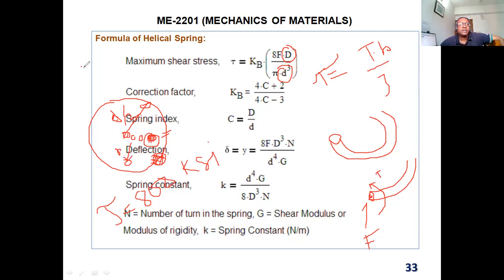Your direct shear stress will be the same, F by A. This does not depend on r. You have to take the whole area, pi d squared by 4, plus this torsional shear stress. Instead of r, you can say this is r1, from center to here, T into r1, divided by J. When you take the J, you have to take the whole cross section, okay?